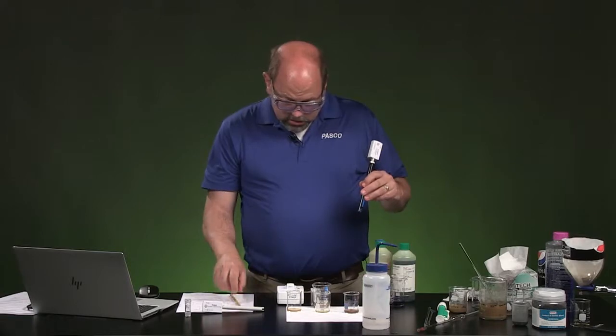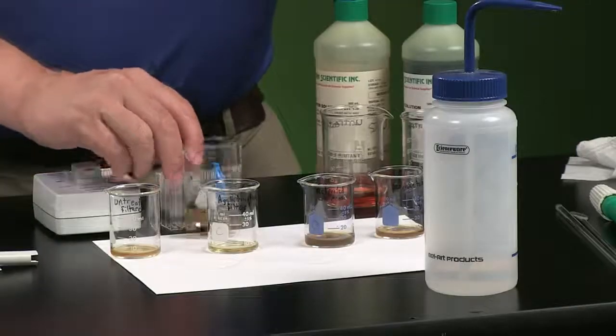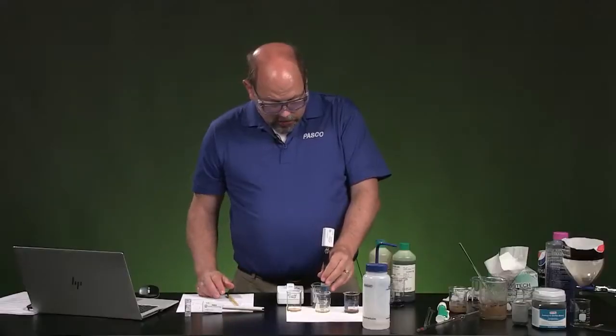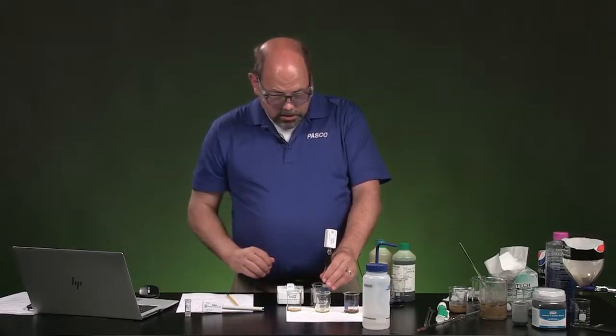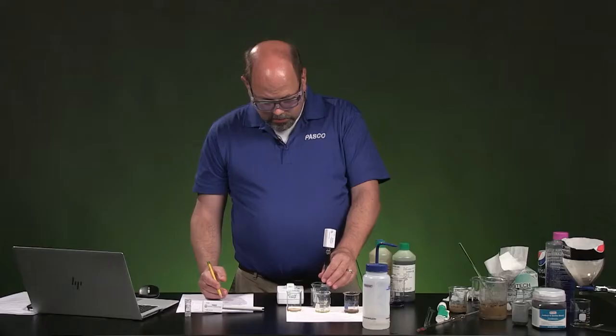Okay, the next one is agglutination. Now, we have agglutination. That's the one that was before it got filtered. This was what was left over from what I poured through the filter. I just poured in 20 mils in each. All right? Wow, okay. Let me move it just a little. 6.55.